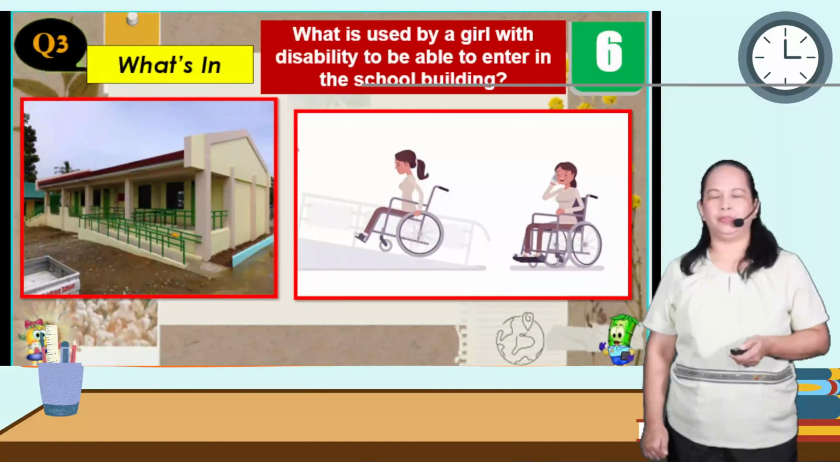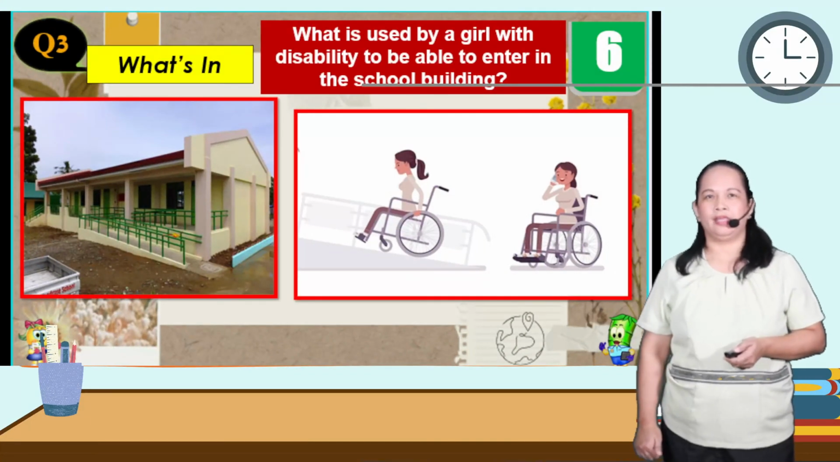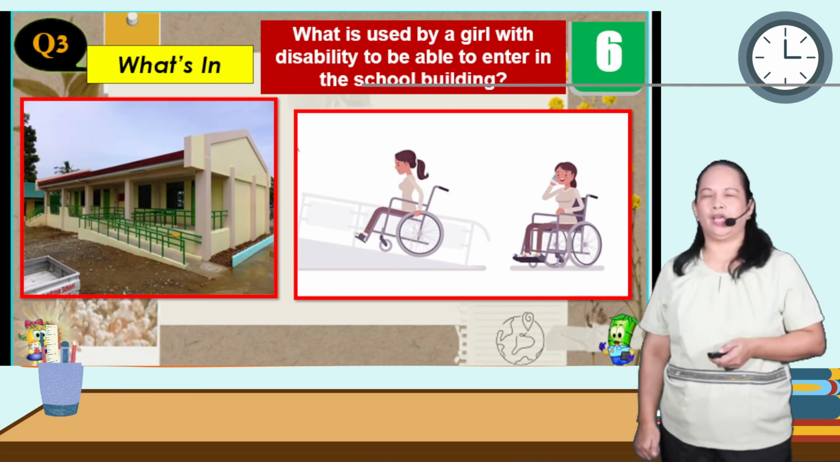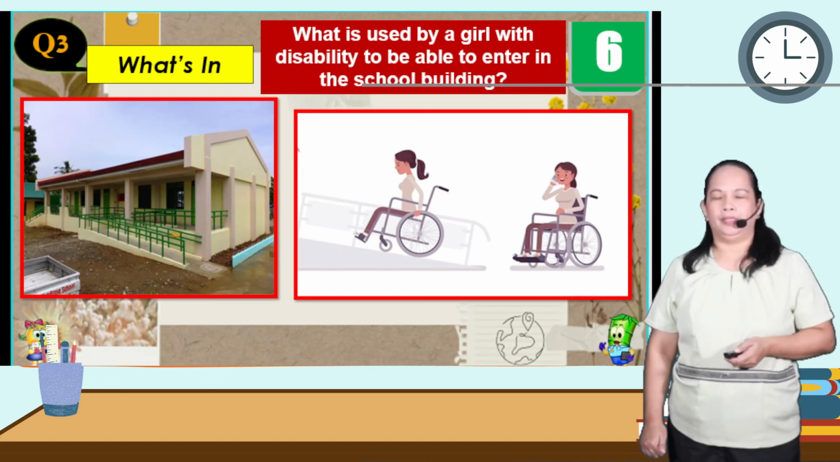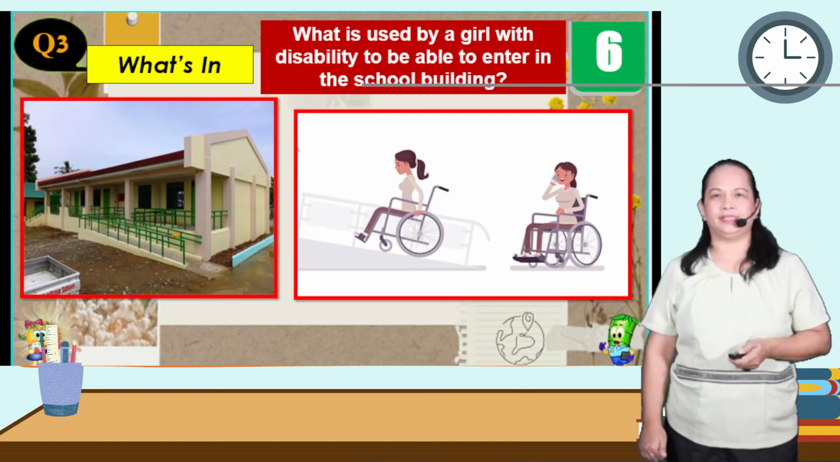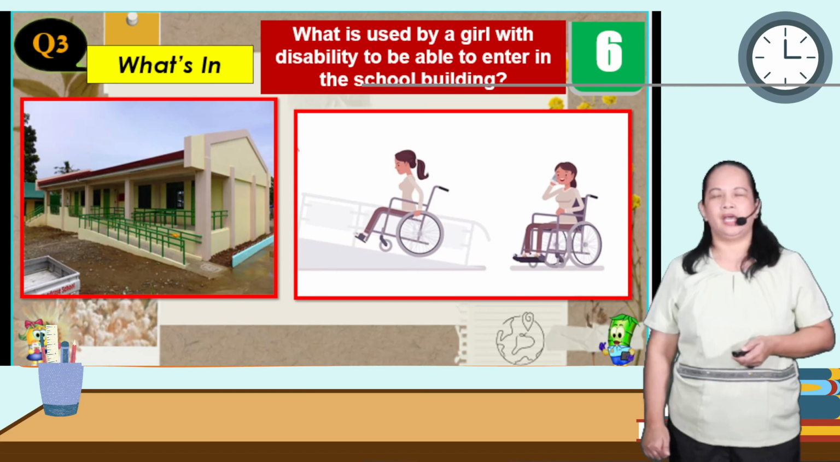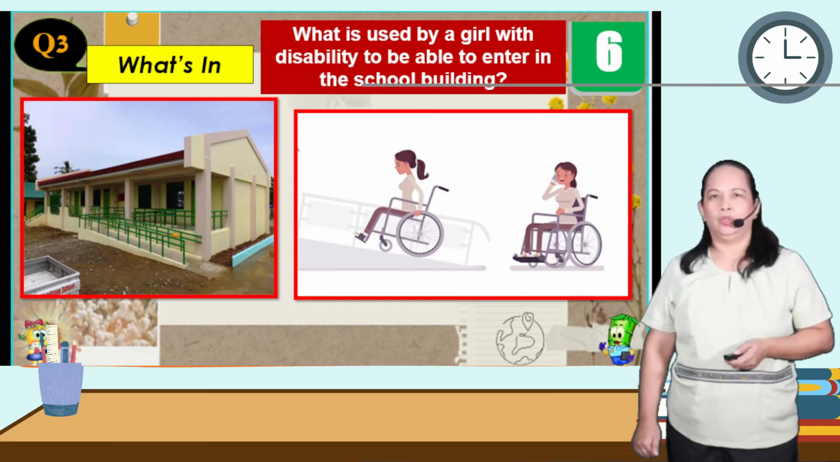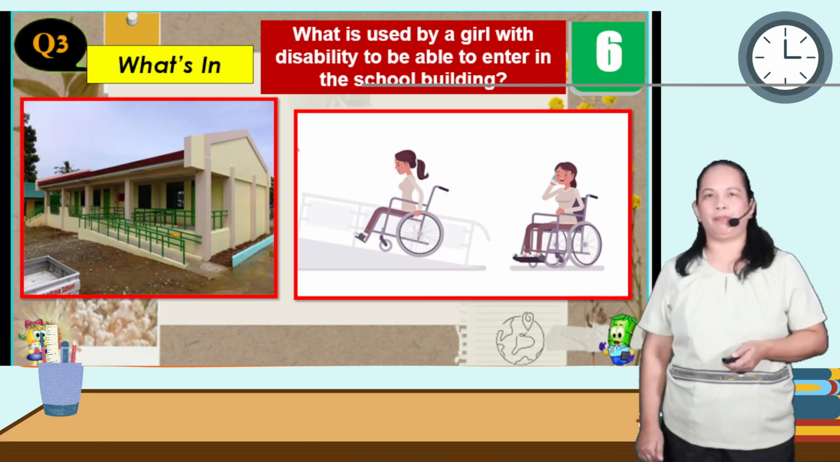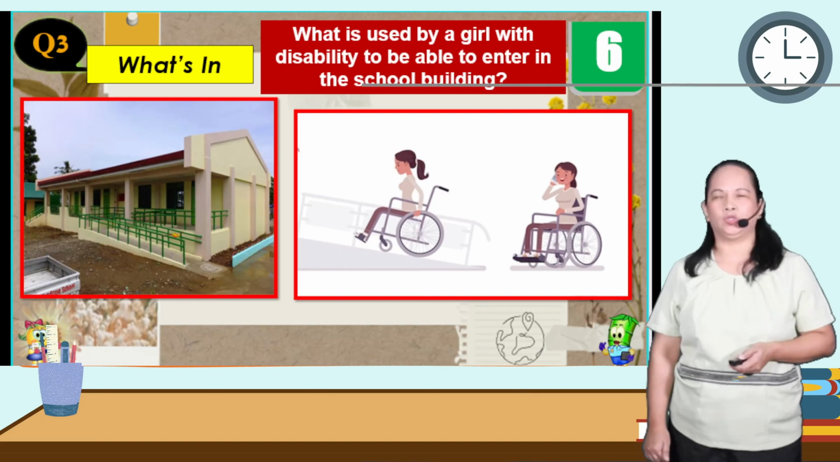This time I will present to you some pictures. Then I will ask you some questions. Be ready to list down the different tools, devices that you can see in the pictures, and it will make our work easier and faster. So, first picture, what is used by a girl with disability to be able to enter the school building?